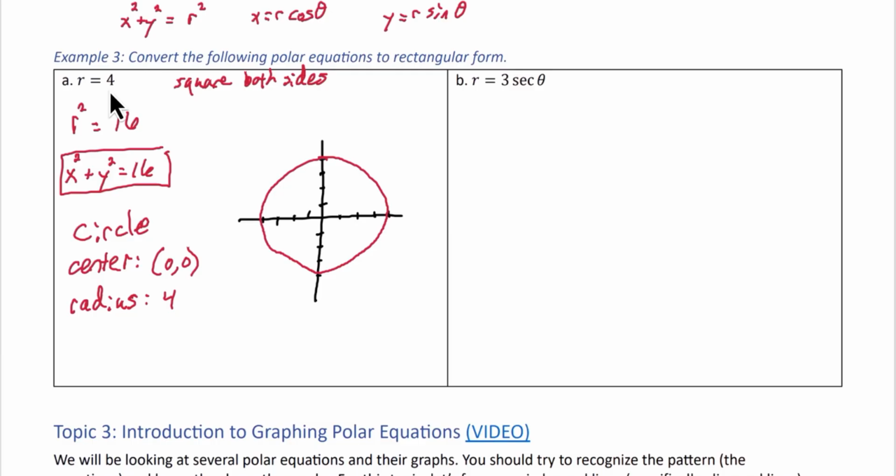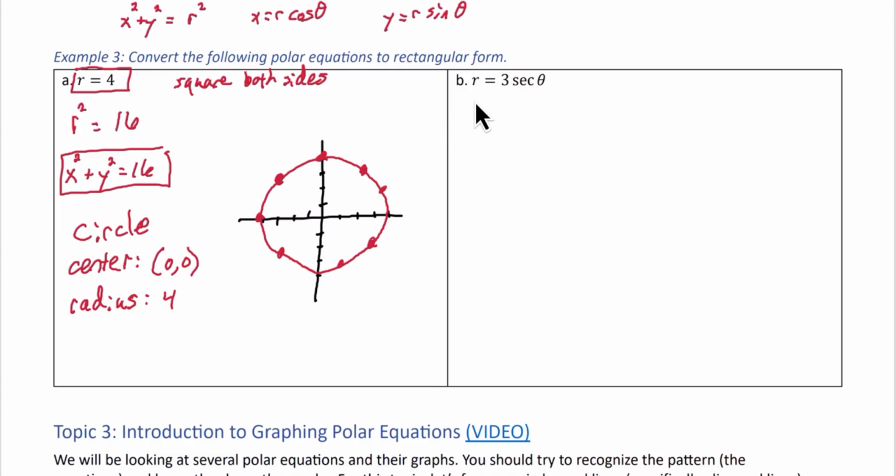Notice in the original equation, you don't see a theta. All we see is r equals 4. That means theta, the angle, can be anything. And no matter what that angle is, the distance from the pole or the origin is 4. So if we go 4 units away from the pole, we get a point here. We could go up. We could go left. We could look at this point. No matter what that angle is, the distance from the pole is always 4 units.